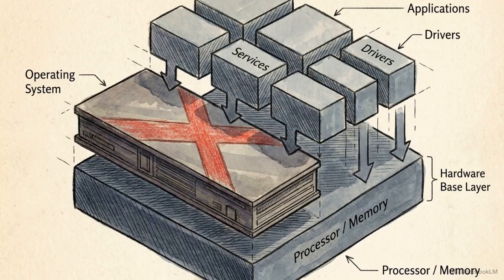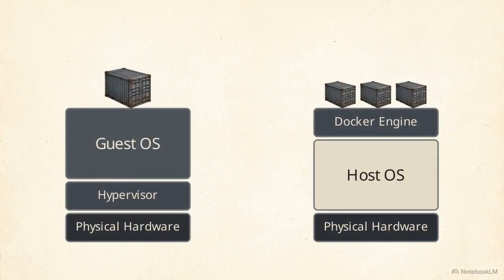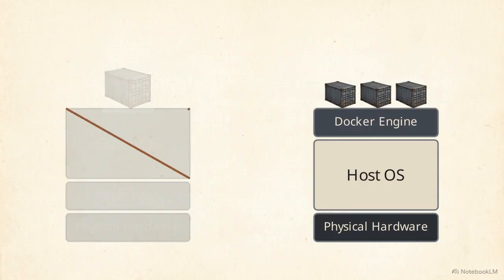Because hardware-level virtualization becomes a bottleneck at scale, the industry moved towards abstracting the operating system itself. Docker decouples the application from the hardware by leveraging the host machine's existing kernel. As the VM stack on the left fades, you can see the streamlined Docker architecture on the right. The guest OS layer is gone.